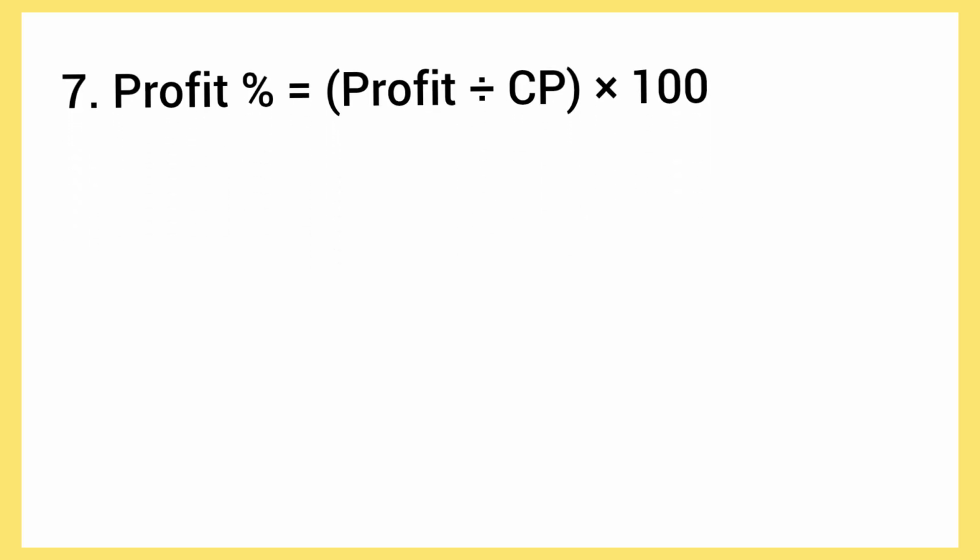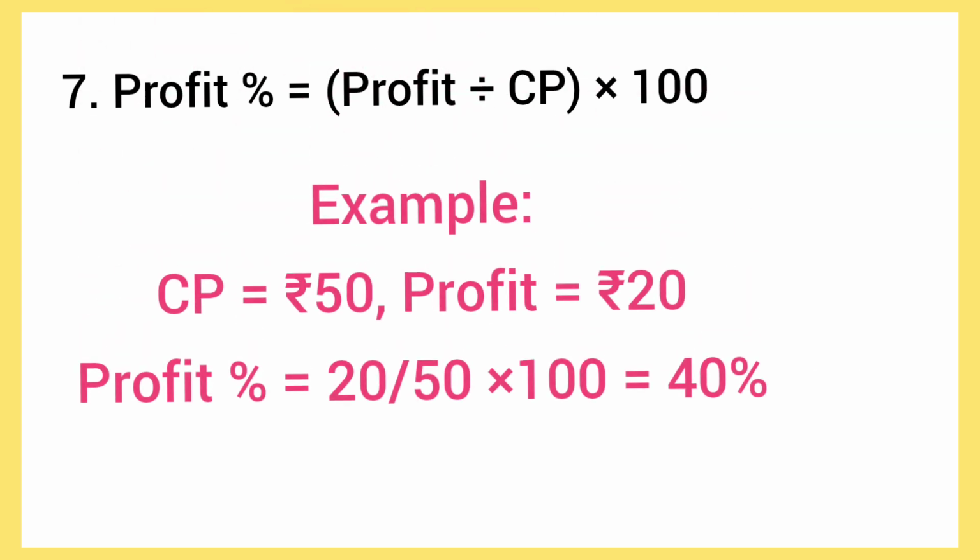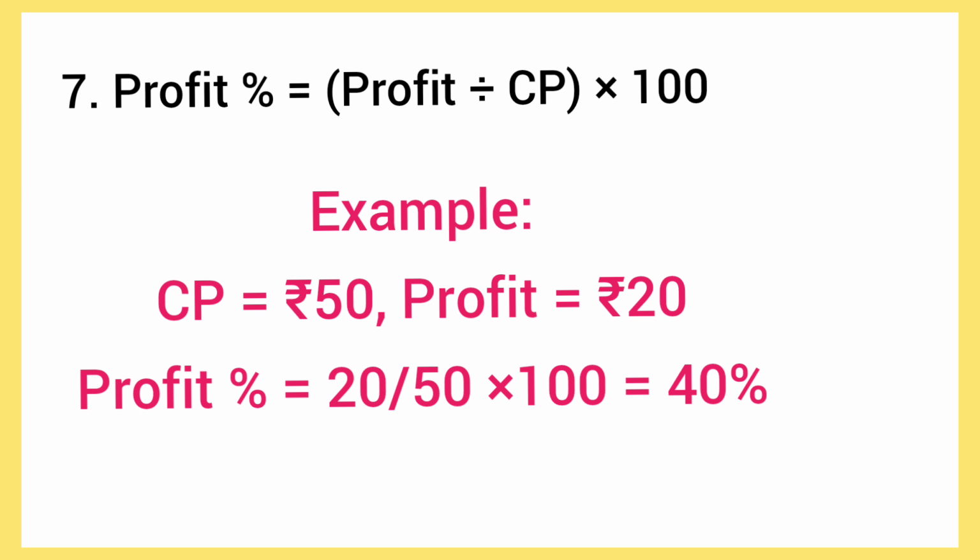Profit percentage equals profit divided by cost price into 100. This formula is used when we know the profit amount, the cost price and you want to find the profit percentage. Example, cost price is rupees 50, profit is rupees 20, then profit percentage is 40.